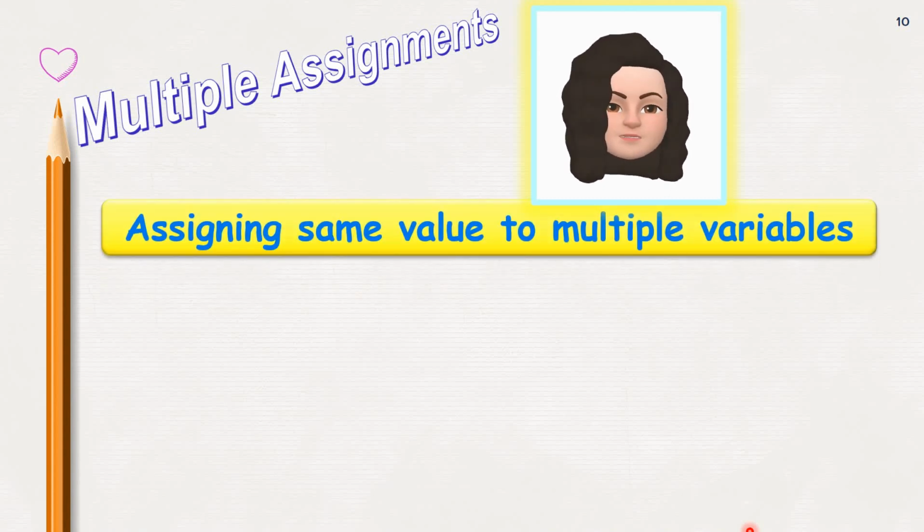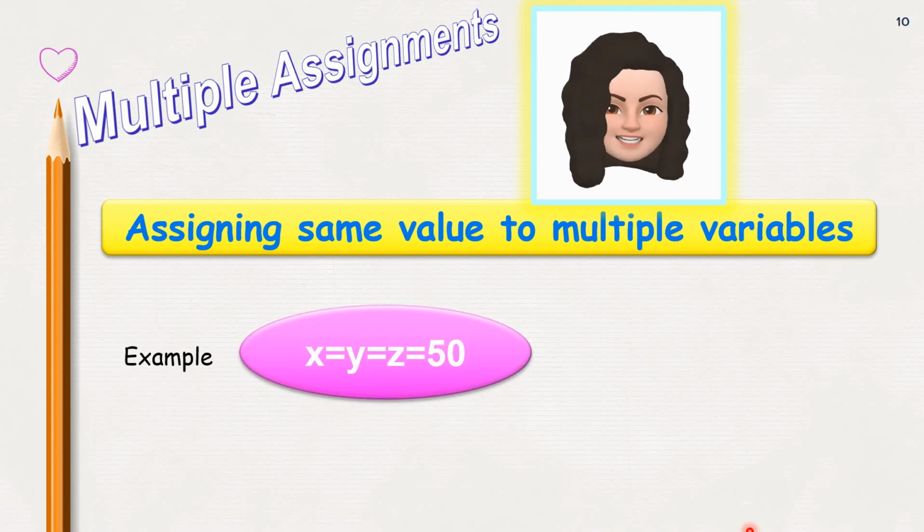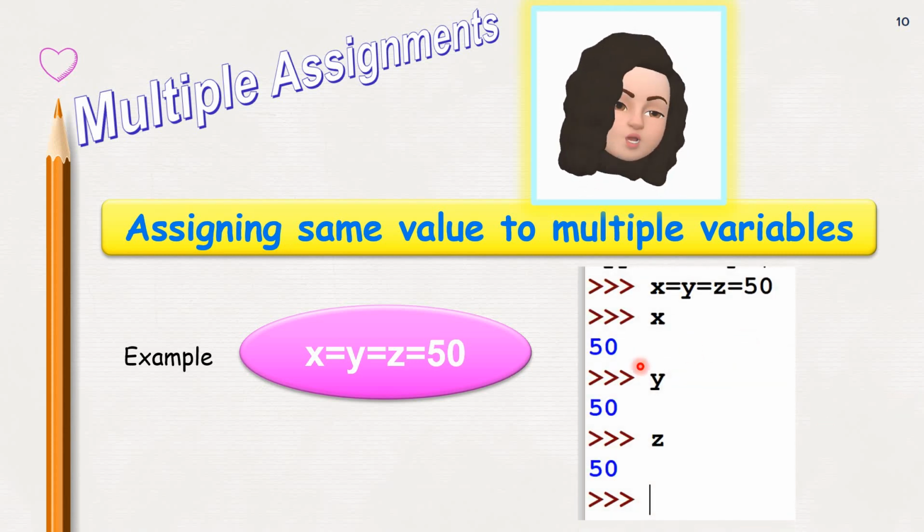Look at the example. You can do it in a very simple way in a single statement itself. So if you have three variables and you want to assign the same value to those three variables, you just do like this. X is equal to Y is equal to Z is equal to 50. So that means x will be assigned the value 50, y will also be assigned the same value 50, z also will be assigned the same value 50. So this is assigning the same value to multiple variables easily.